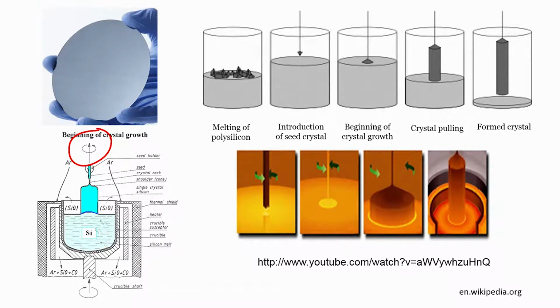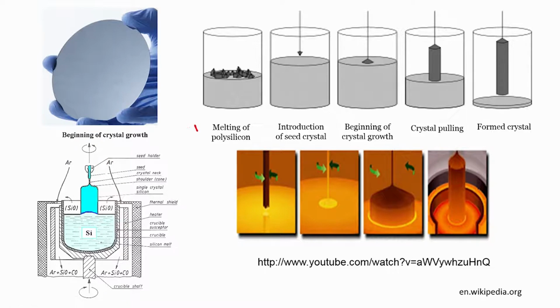Now, finally, you have to cover this with a thermal shield, and you can see here there is a thermal shield covering the entire system. When you pull out the silicon seed slowly, it is at a lower temperature compared to the melt, and that is why you start forming the single crystal silicon. So, these are the steps. It starts with the melting of polysilicon.